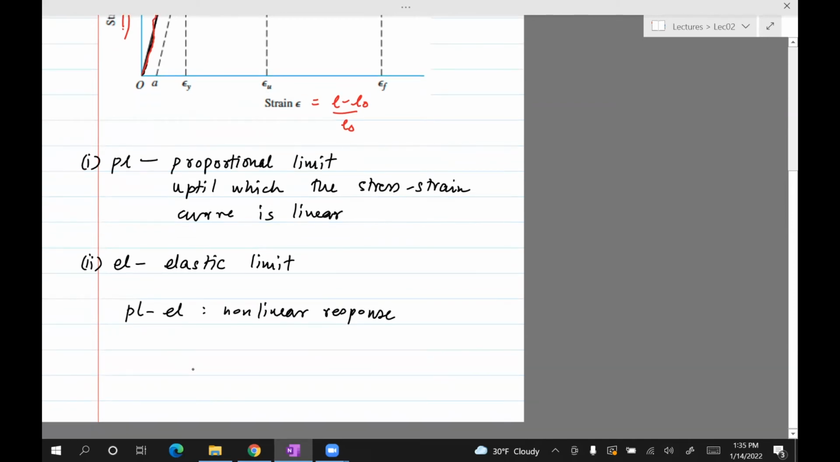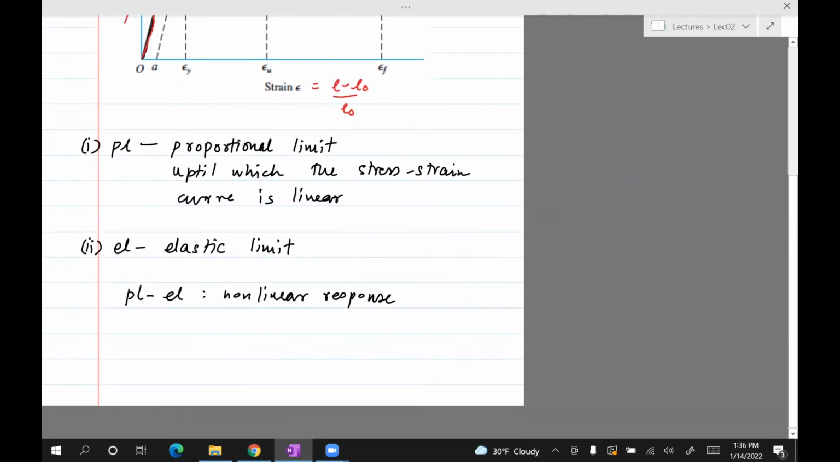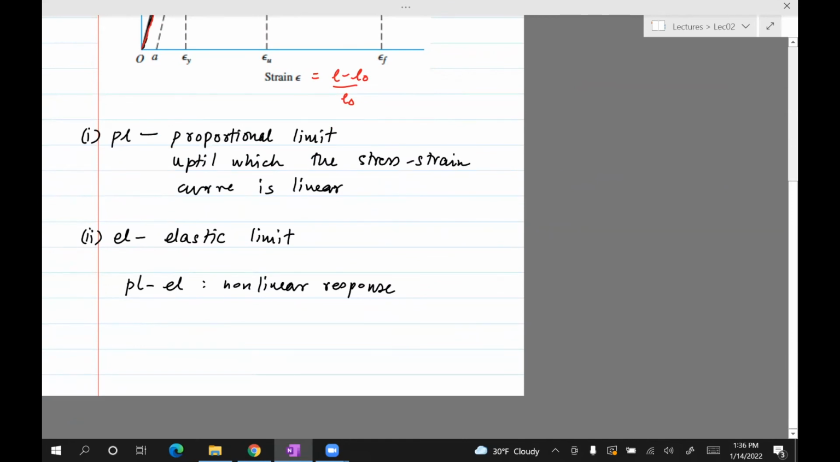However, beyond EL, if you keep increasing the stress beyond EL and you let go the force, you'll see that the material will not spring back to its original length. It will actually be permanently deformed. Okay, so EL is that point at which the material is within its elastic limit, and that's why it's called elastic limit.